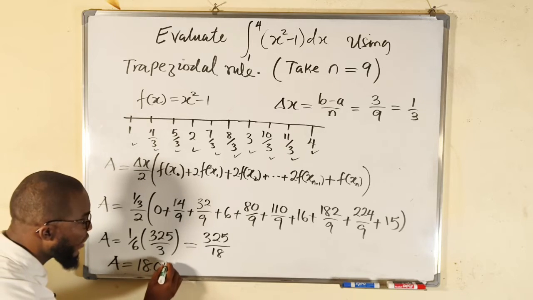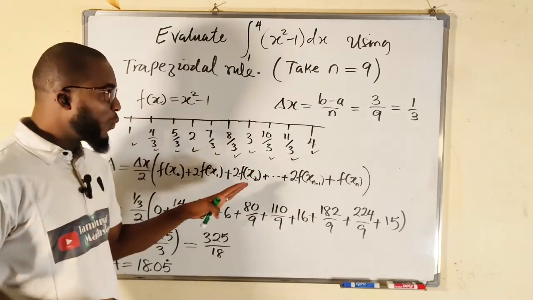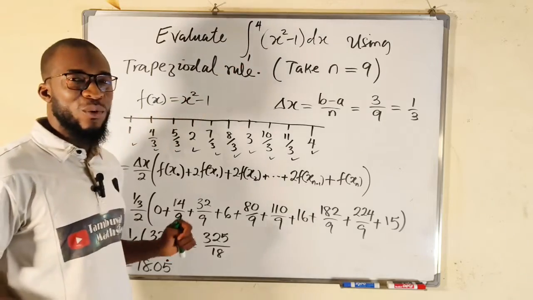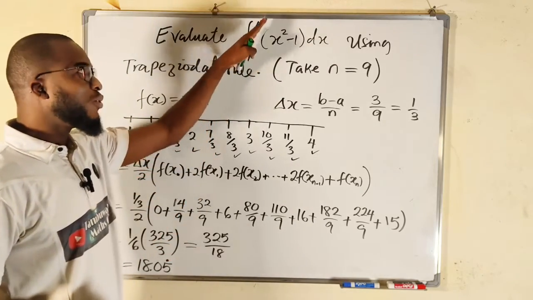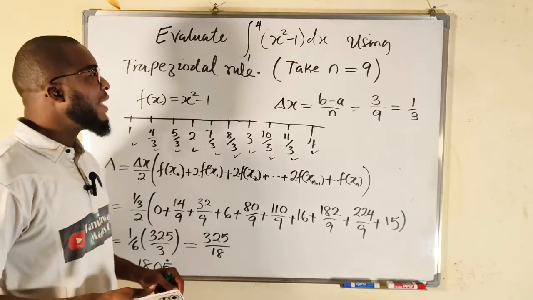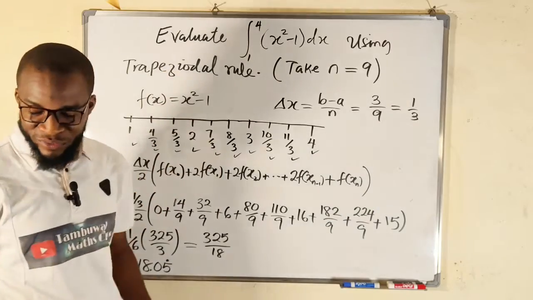18.05. So by applying trapezoidal rule, we are able to evaluate the area under the curve of the function x² - 1 from 1 down to 4 to be 18.05 approximately. So now let us compute for the exact area to compare the two results.